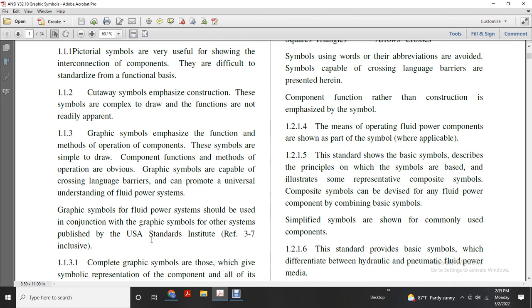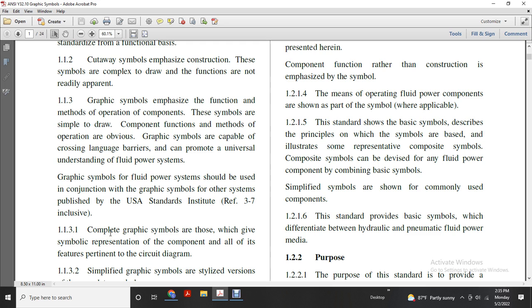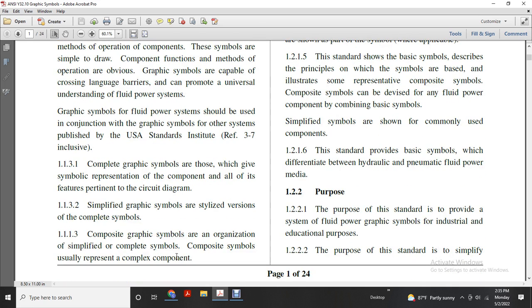Graphic fluid power symbols should be used in conjunction with graphic symbols or other systems published by the U.S. Standards Institute, Reference 37 inclusive. Complete graphic symbols are those that give the symbolic representation of the component and all of the features pertinent to the circuit diagram. Simplified graphic symbols are stylized versions of the complete symbols, and composite graphic symbols are organizations of simplified or complete symbols. Composite symbols usually represent a complex component.